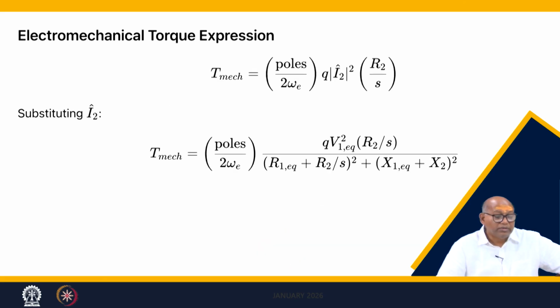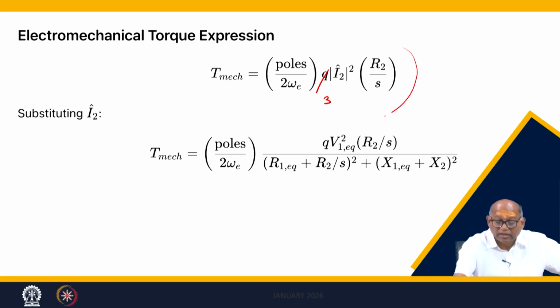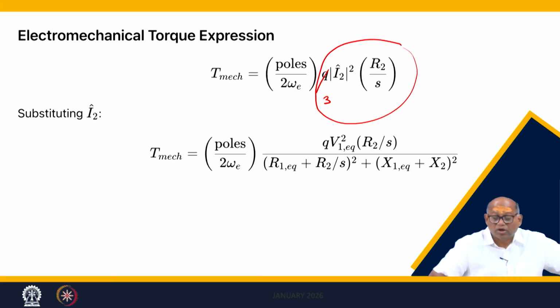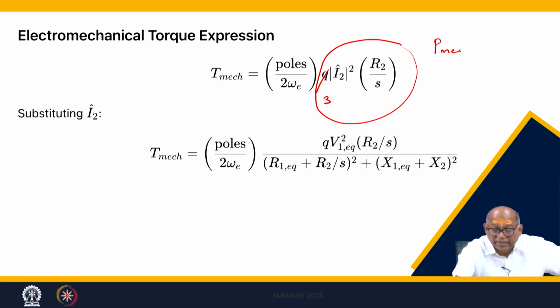So, now the mechanical power will be how much? This is Q is equal to 3 here. So, this is the total mechanical torque. See, total power output by speed, mechanical speed omega r in radian per second. Remember, torque in Newton meter is equal to total mechanical power in watt divided by speed omega r radian per second.